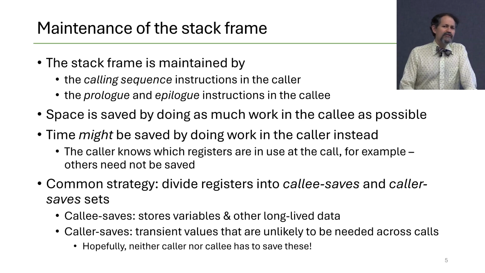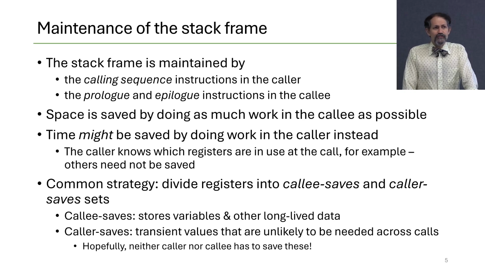For example, the caller has some context. The caller knows which registers are in use at the call and which ones are not. We need to save the ones that are in use, but we don't need to save the others. In general, a common strategy is to divide registers into two categories: those that are saved by the callee, called callee saves, and those that are saved by the caller, called caller saves.